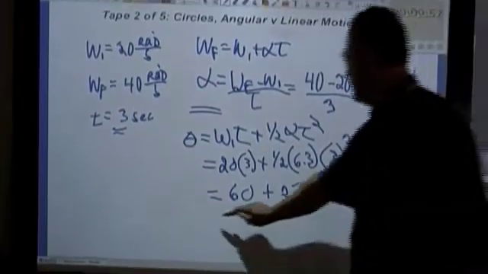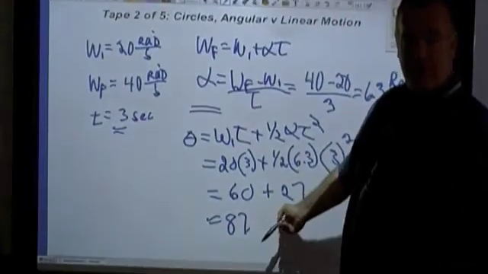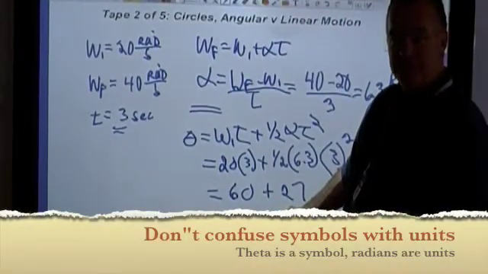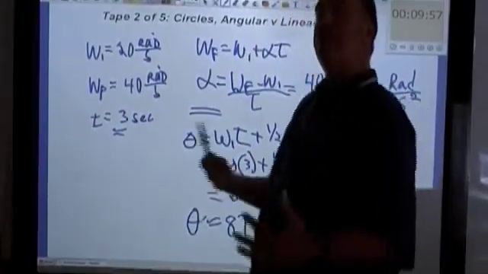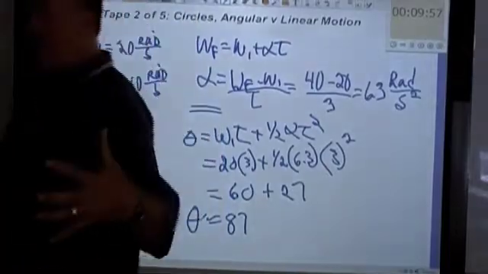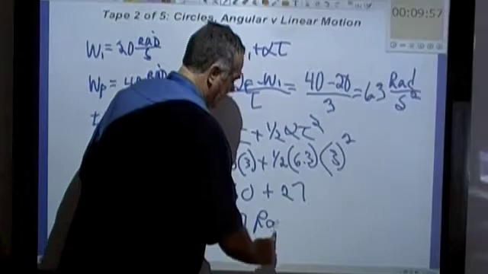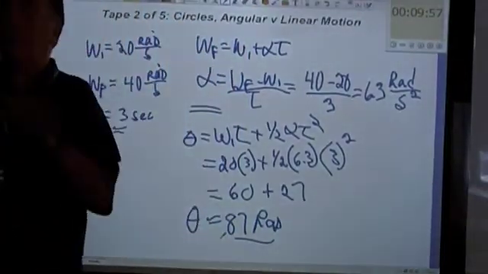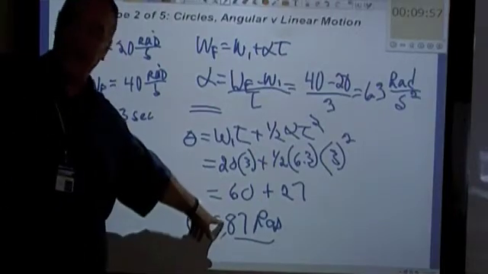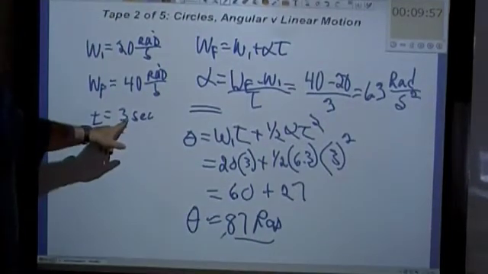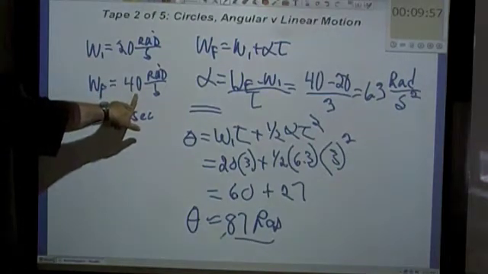27. Agreed? Which is 87. So that gives me 87. What are the units of angular displacement? Omega, that's the symbol for angular displacement. What are the units for linear displacement? Meters. So it's radians. So this flywheel goes through 87 radians in 3 seconds, given these beginning and ending angular velocities. Does that make sense?